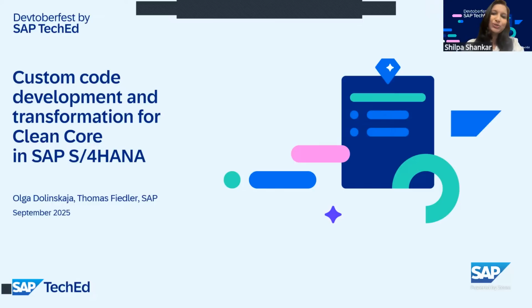And our topic for today's session is custom core development and transformation for clean core in SAP S4HANA. The speakers are one of my favorite, Olga and Thomas Fiedler. Welcome to the session, Olga and Thomas. And let me give you a quick heads up. We had many questions related to the clean core concept and the various levels A, B, C, and D in the previous session. So I'm sure this session will be very interesting and interactive. So over to you, Olga.